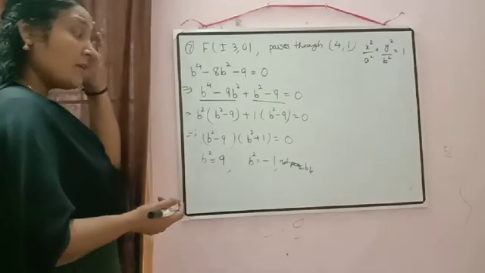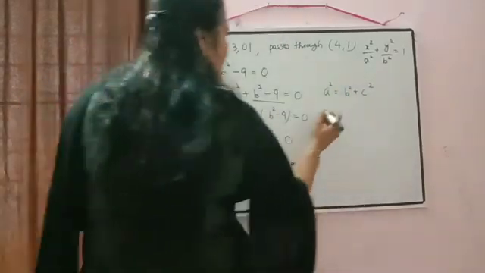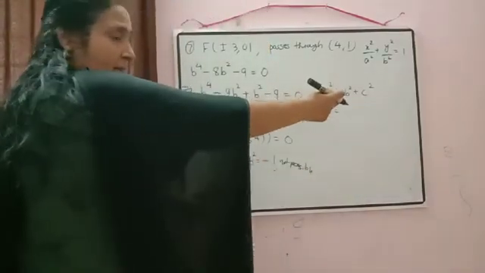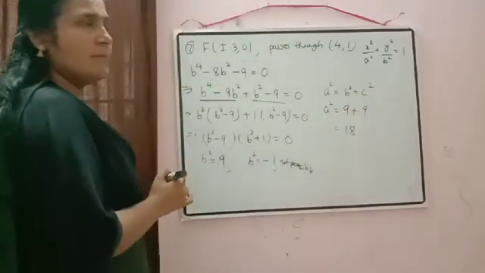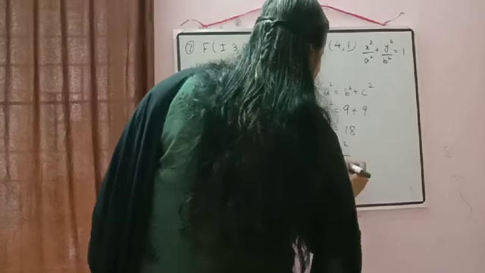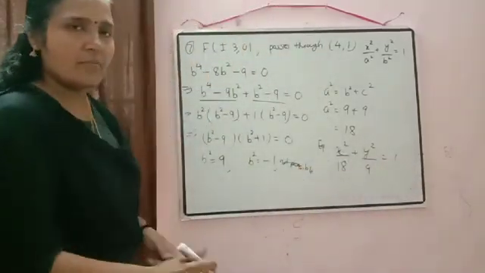So now we need the value of a square also. Again that relation which we wrote, a square is equal to b square plus c square. Substitute the value. Here b square is 9, don't write 9 square again. Value of b square is 9 and c is given 3, so c square also is equal to 9. So what are we getting here? a square is equal to 18. Now we can write down the equation of the ellipse: x square by 18 plus y square by 9 is equal to 1. So this is the standard form of the ellipse there.